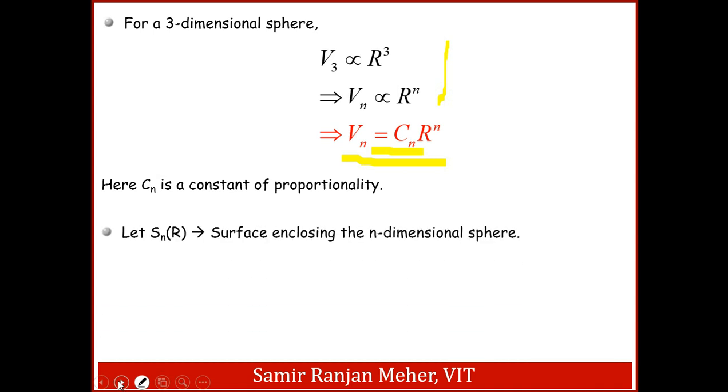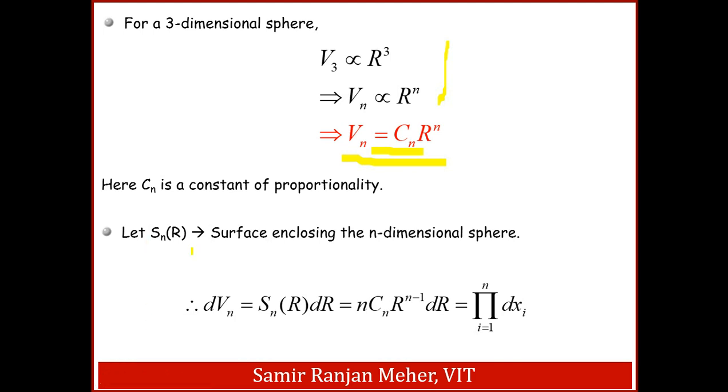To do that, let us consider S_n(r) to be the surface enclosing the n-dimensional sphere. So we can write dVn to be equal to S_n(r) dr, and dVn can be obtained from the expression for Vn. So Vn is Cn into r to the power n. If I differentiate it with respect to r, we get n Cn r to the power n minus 1 dr. And this small volume element is the product of dxi's, where i varies from 1 to n. n is the dimension of the sphere.